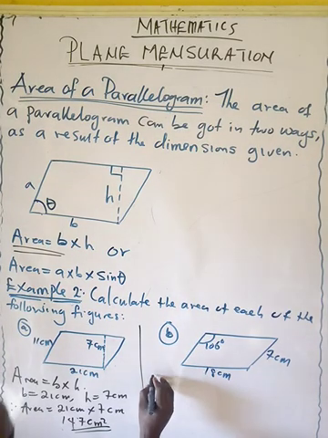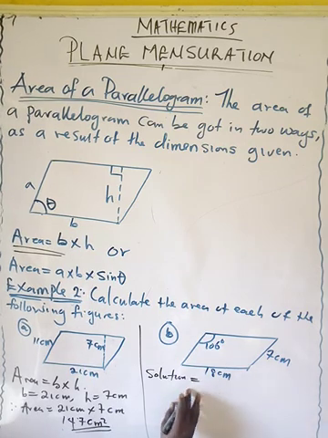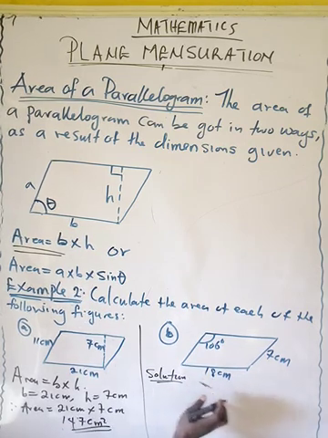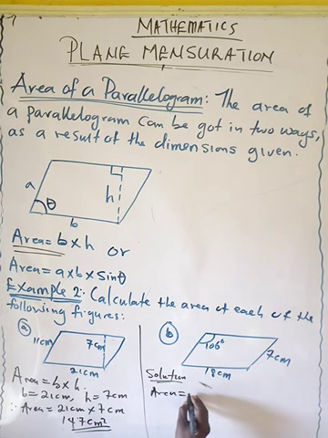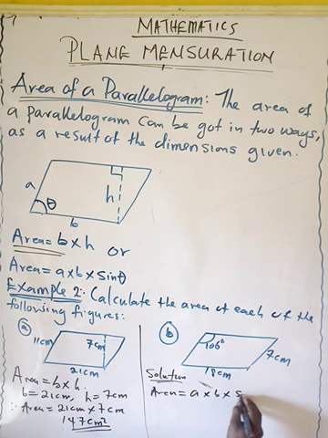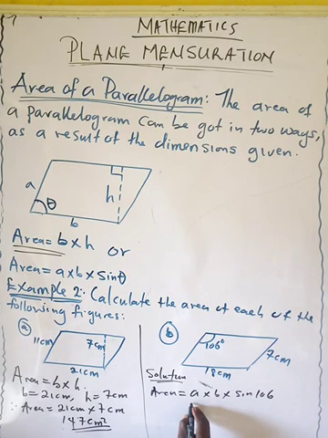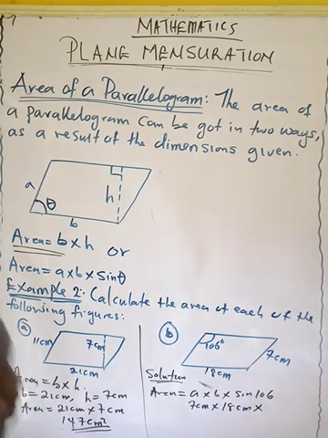The second one, solution. So what we have now will be area equals our A times B times sine 106. So our A now is the other side, 7 centimeter, times B our base, 18 centimeter, times sine. So let's go and check our sine 106 in our four-figure table or calculator.